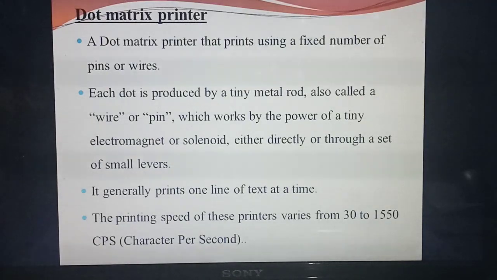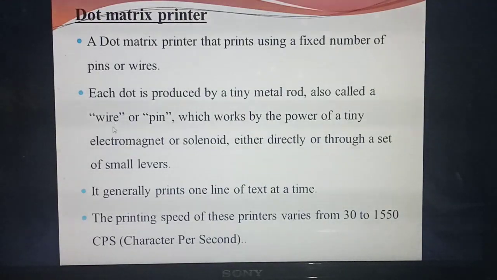This dot matrix printer prints using which one? Fixed number of pins or wires. When you are printing using this printer, you can find a dot present on the paper. How is this dot produced? The dot is produced by a very tiny metal rod. This tiny metal rod is called a wire or pin.